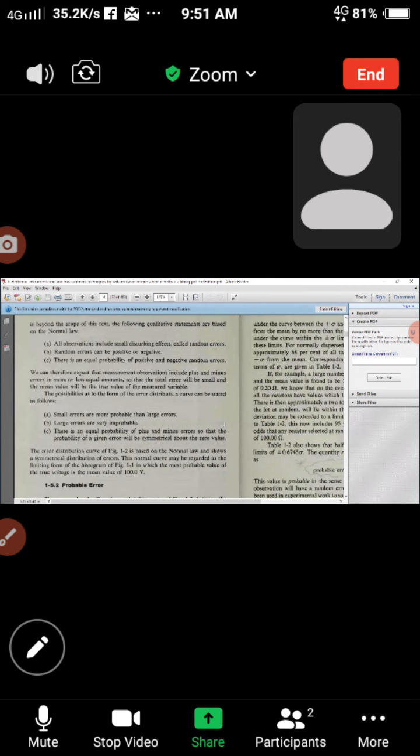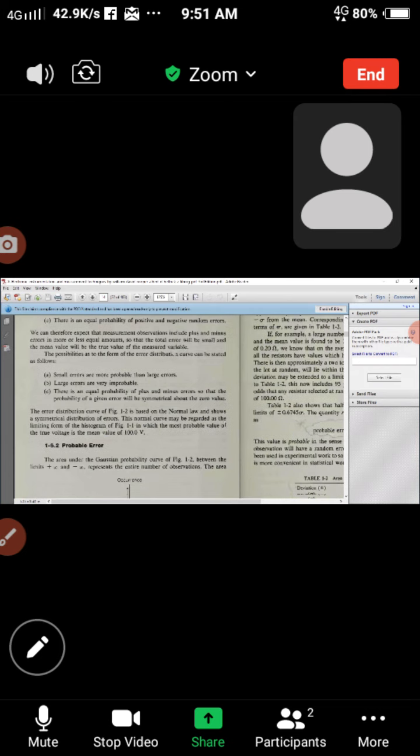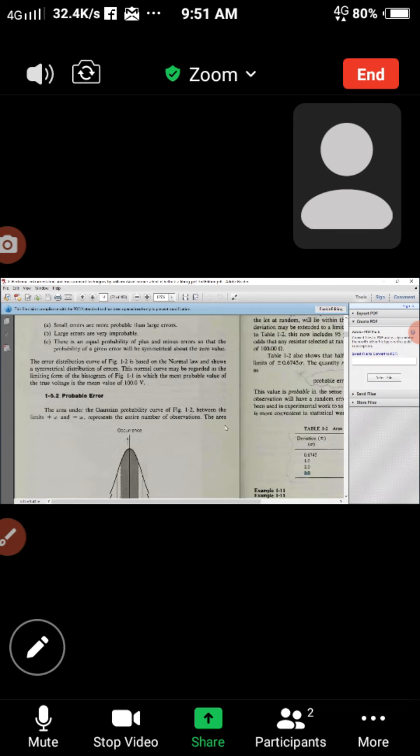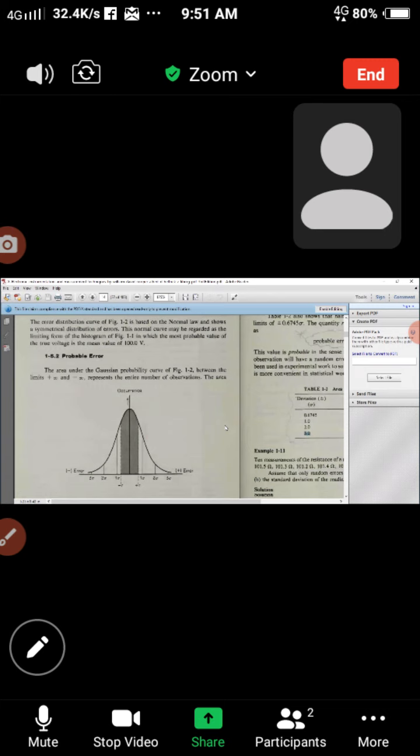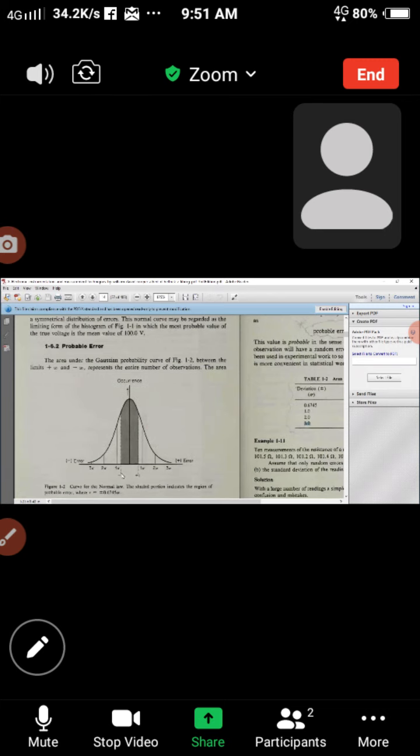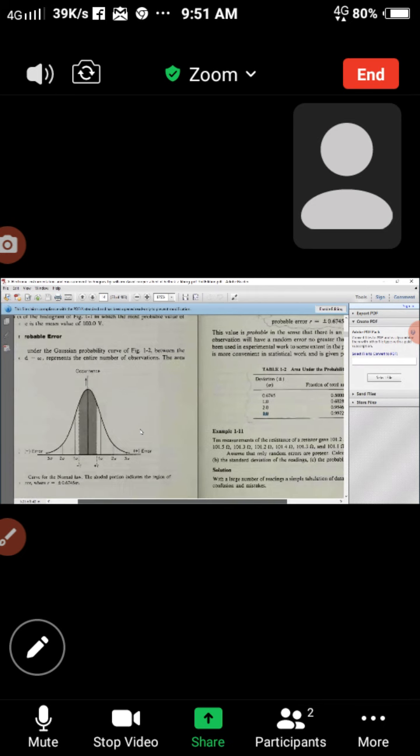So this is an example where probable error occurs. Okay, probable error is within this region. It is over here plus 1 sigma, then within this range there are maximum readings I want to mention over here.